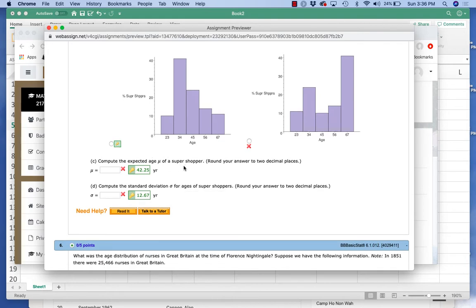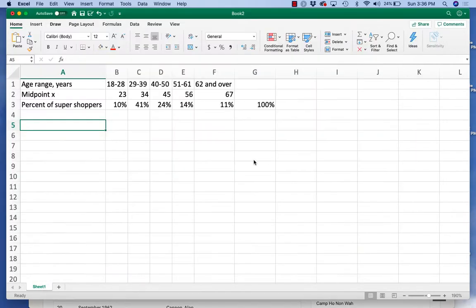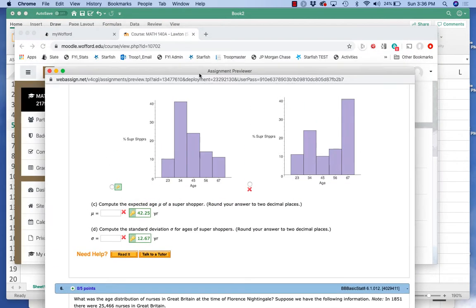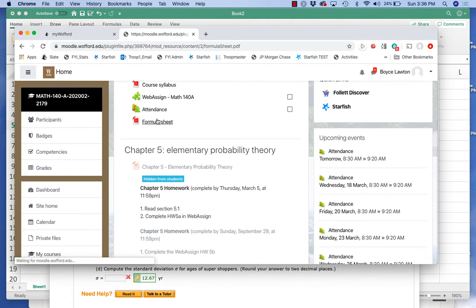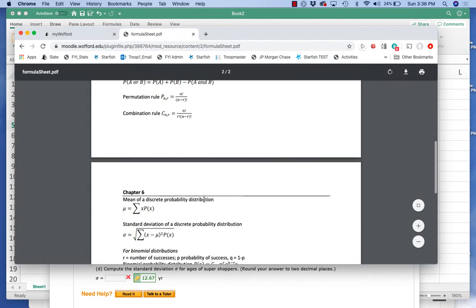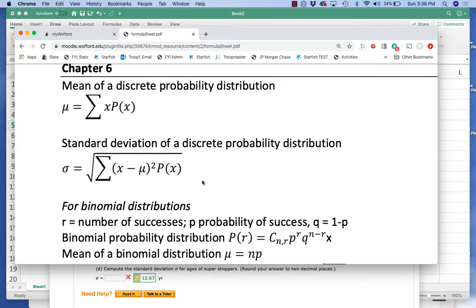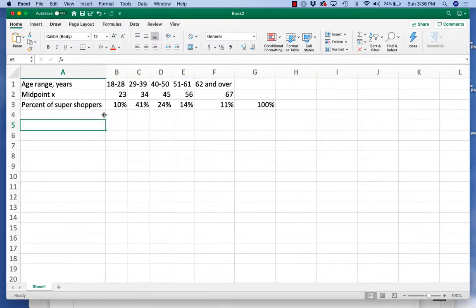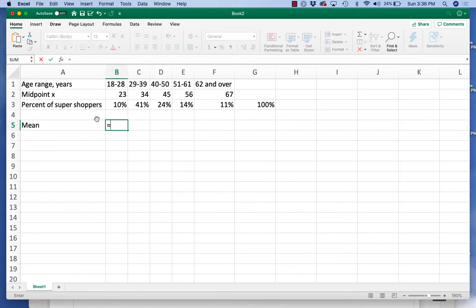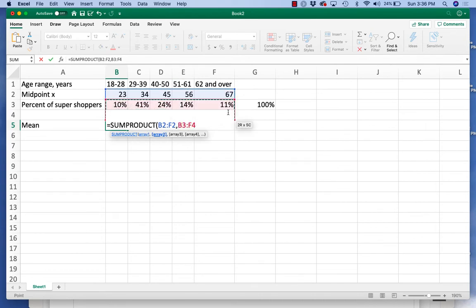And then what is the expected age, mu, of a super shopper? So when I'm looking for that, I'm going to pull my formula sheet up. You may remember this, but if not, it's fine. The mean of a probability distribution is the sum of the value times the probability of that value. So when we go to Excel, I want the sum of x times p of x. So the mean would just be equal to the sum product of this times this. And that's going to multiply them and then add up those products.